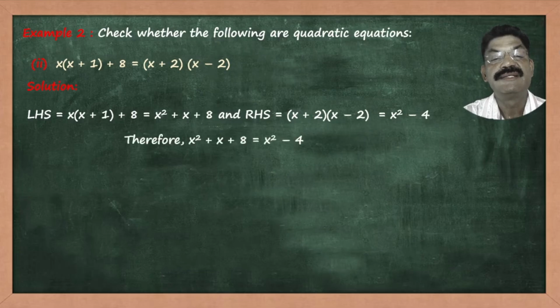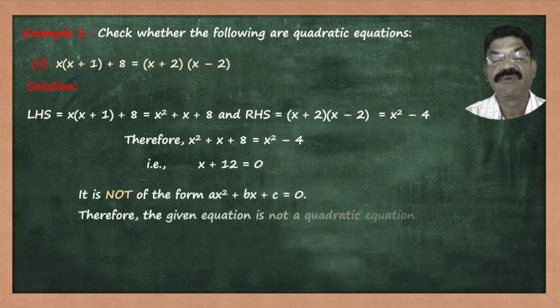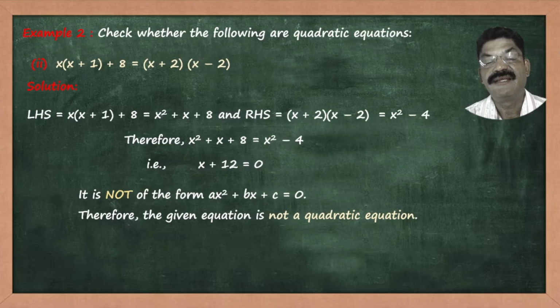Now we equate both of them. x square plus x plus 8 is equal to x square minus 4. Both sides we have x square, so they will get cancelled and we will be left with x plus 12 is equal to 0. Definitely it is not a quadratic equation because the x square term is missing. Here a is equal to 0. Therefore, it is not a quadratic equation.